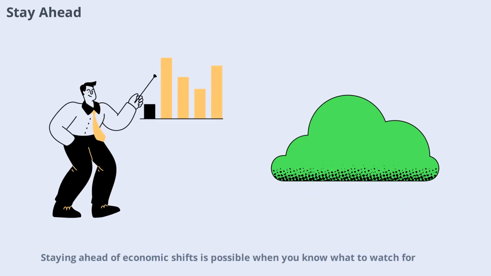Staying ahead of economic shifts is possible when you know what to watch for. The 5 indicators we've covered are your early warning system. Monitor them regularly, respond to changes, and keep your financial plans flexible. With the right knowledge and tools, you can weather any storm and come out stronger on the other side.